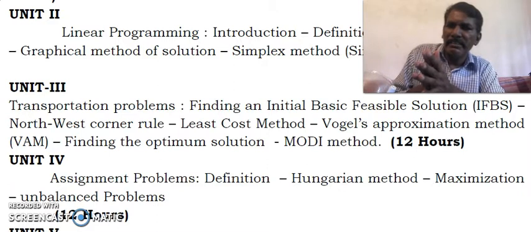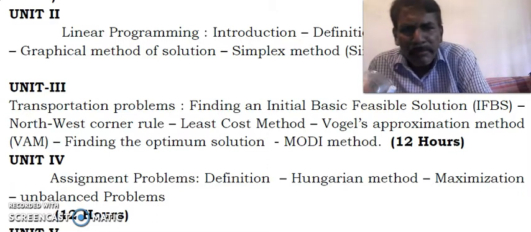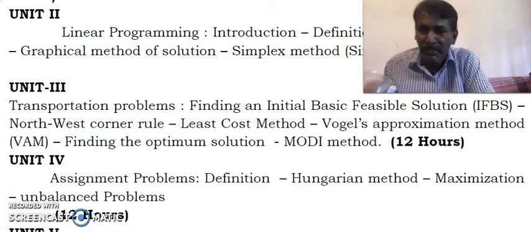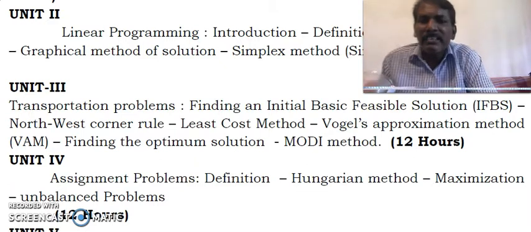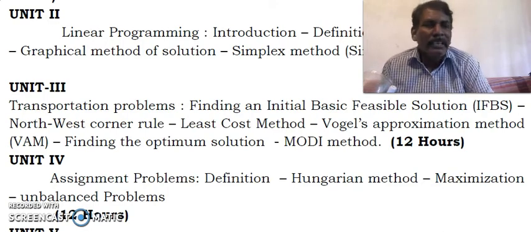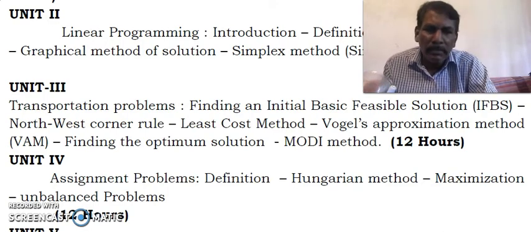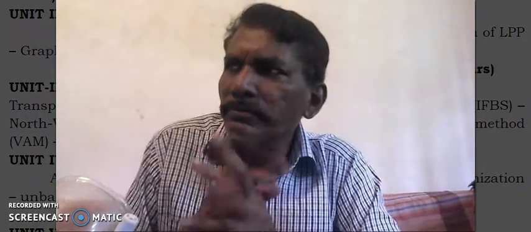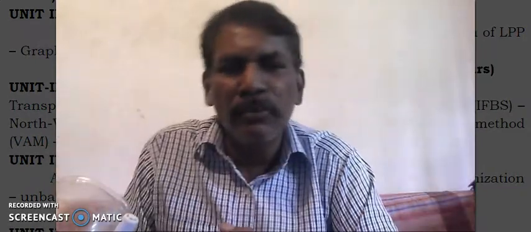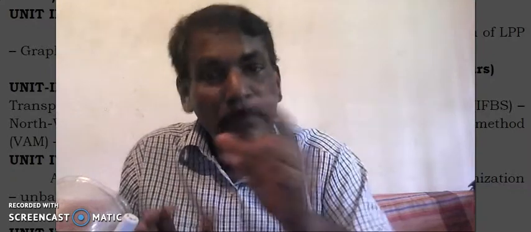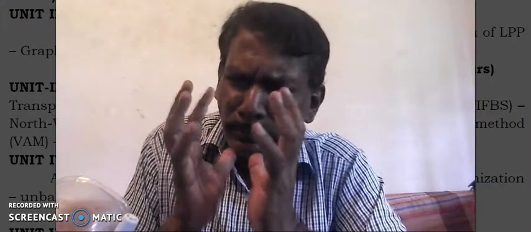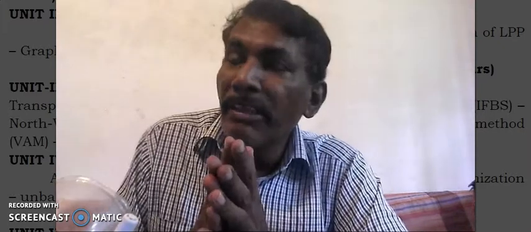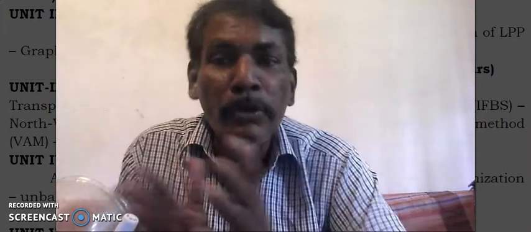There are so many methods: northwest corner rule, least cost method, Vogel's approximation method. All these give initial basic feasible solutions, meaning they will not give the optimum for our problem, but they will give some basic solutions. That's all. But one method is called the MODI method. That MODI method will definitely give you the optimum. Therefore, the MODI method is called the optimum method.